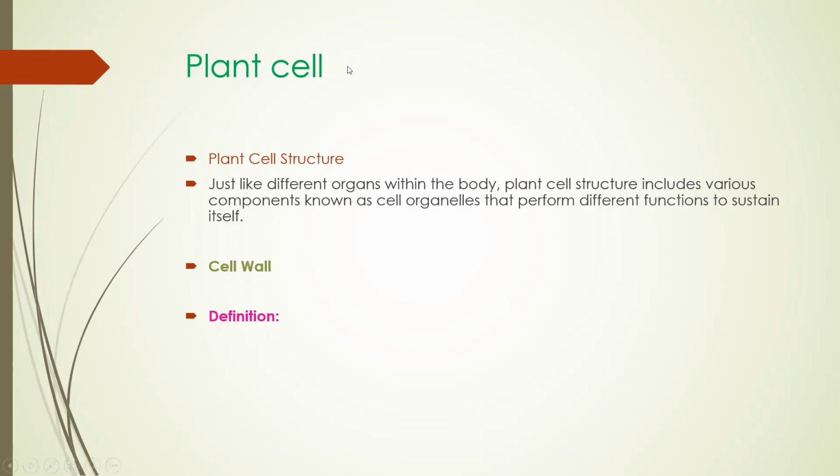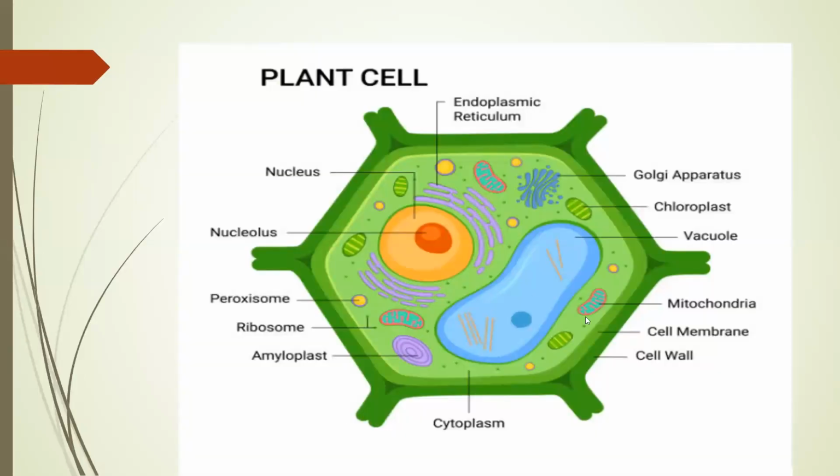Next, cell wall definition. Next, I explain the function also. This is the plant cell. This is the cell wall. Look at here. This is the cell wall. Thick green color, you can observe it. This cell wall supports the plant cell. This is a very tough layer.